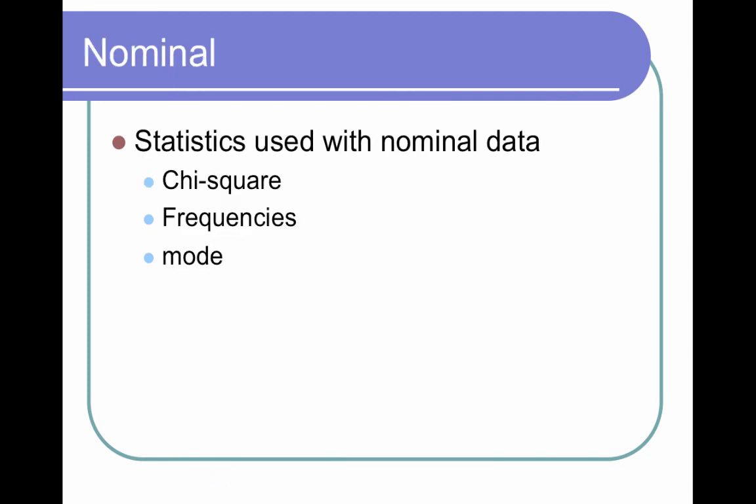Now, this is just a slide that shows you the kinds of statistics that we use with nominal data. We've got the chi-square, we could do frequencies and mode. I understand that this means nothing to you yet, but this is just kind of a point to make that there's not a lot we can do with nominal data at this point. And what it is actually is pretty simple.